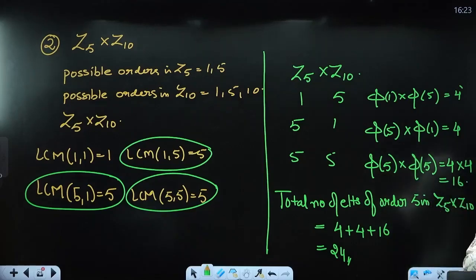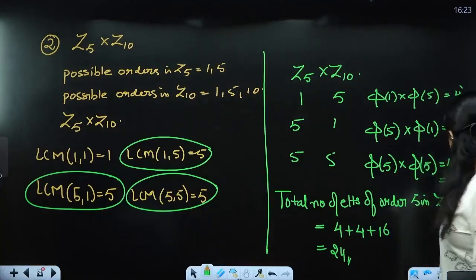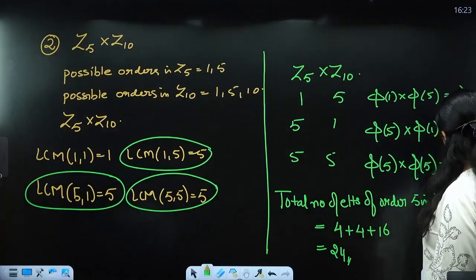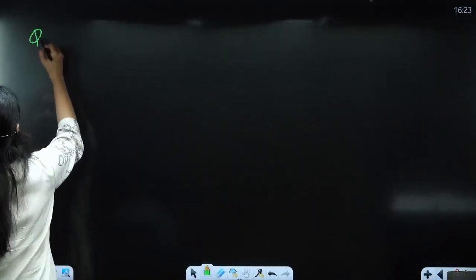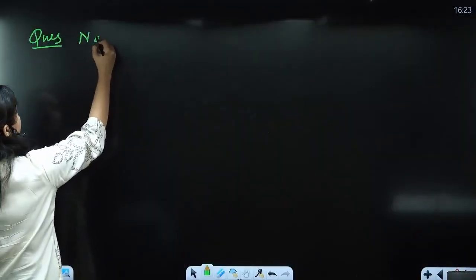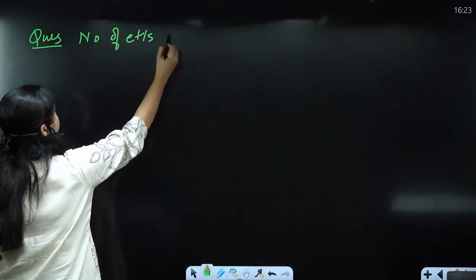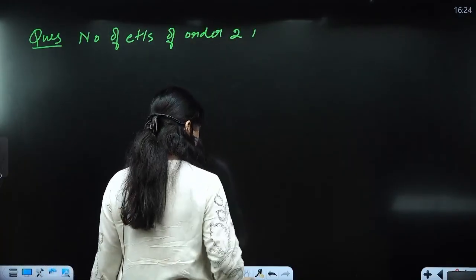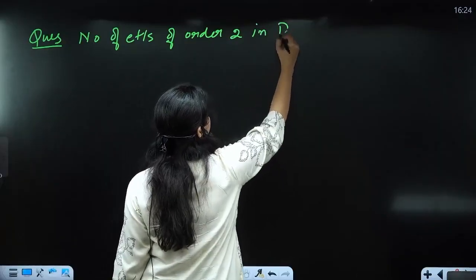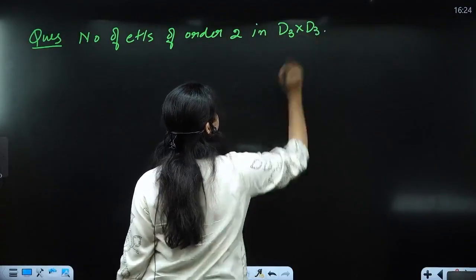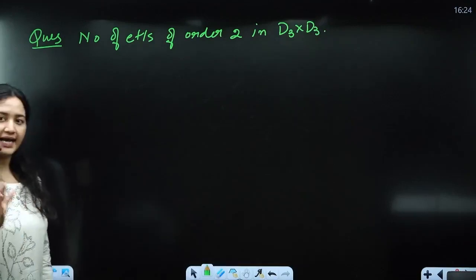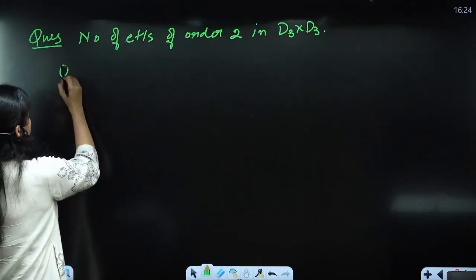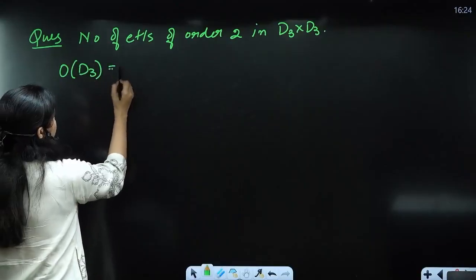So let's switch over to the number of elements of order 2 in D3 cross D3. So D3 and D3 are what? Dihedral groups, right? The order of D3 is 6, right?